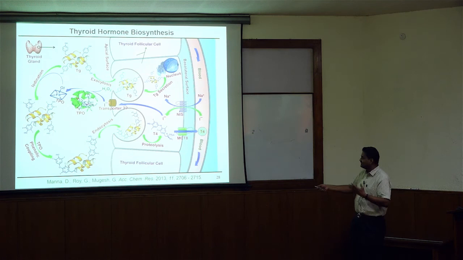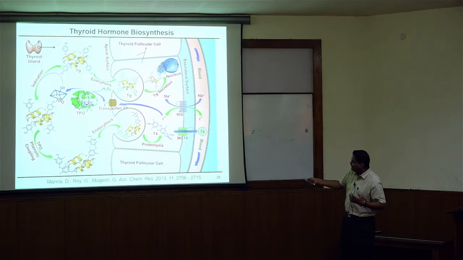And it goes out. And thyroid peroxidase iodinates the thyroglobulin. You can see the iodination and the phenolic coupling. Finally, the thyroxine is made on the protein. But once the thyroxine is made on the protein, it gets back to the cells.